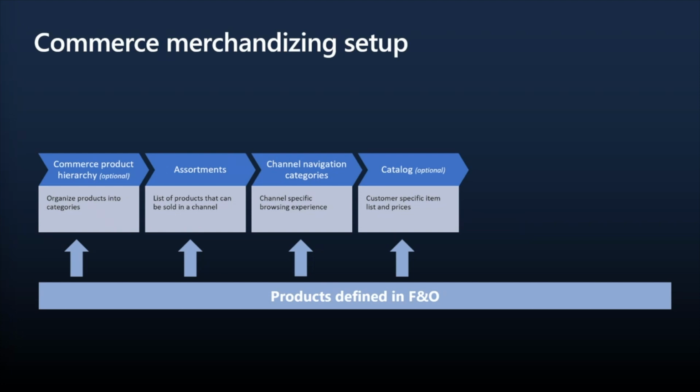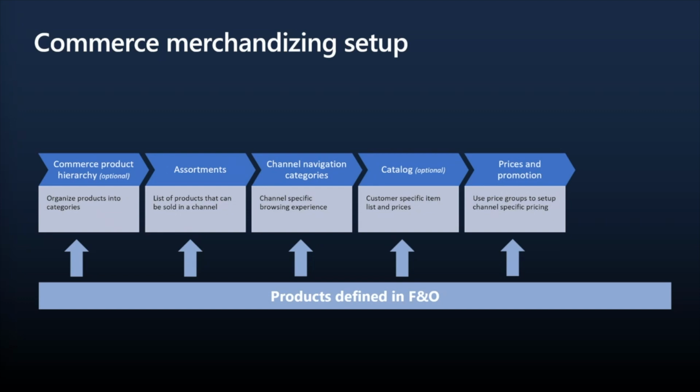Otherwise, all customers, when they log in, see the same products as assorted for that channel. The next step would be prices and promotions. So once you have defined items the way you wanted, and defined how they should look up in the hierarchy, the next step is to define prices for them. And there is a lot to talk about there, which we will dig deeper into in a few minutes.